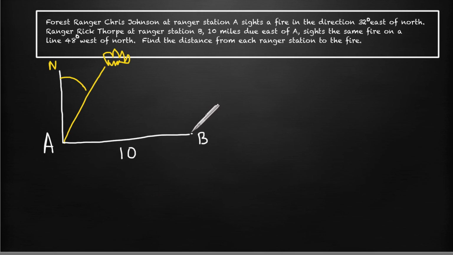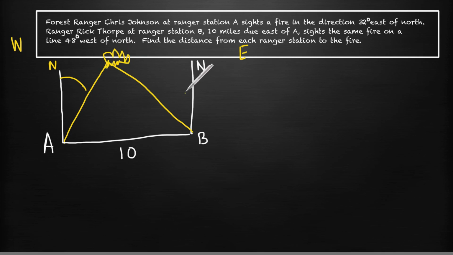He too is measuring where he sees the fire from the north. And he sees the same fire 48 degrees west of north. So therefore, he sees it west. So let's review our directions. That's west. That is east. So he sees it in this direction. So he sees the same fire.